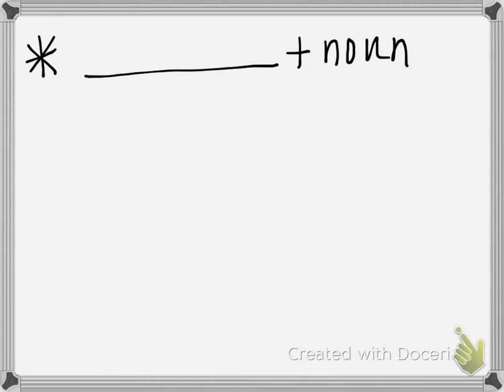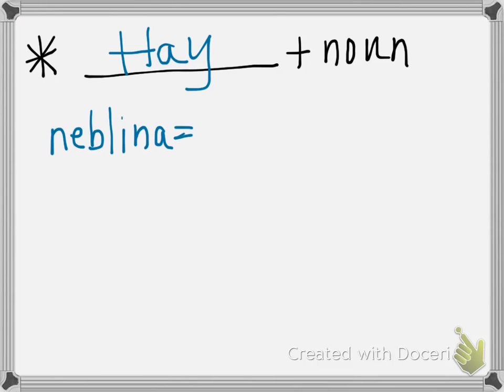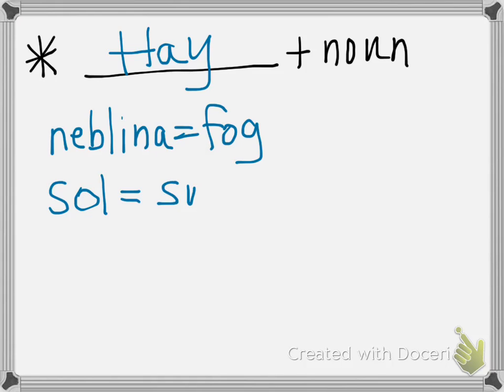Okay, the next one that you have is using the word hay with a noun. Okay, now you learned hay last year and it means there is or there are. So for example, neblina is actually the word for fog. Okay, so saying hay neblina would be there is fog. Hay sol, since sol means sun, literally hay sol would be there is sun. And kind of another way to say that it's sunny.